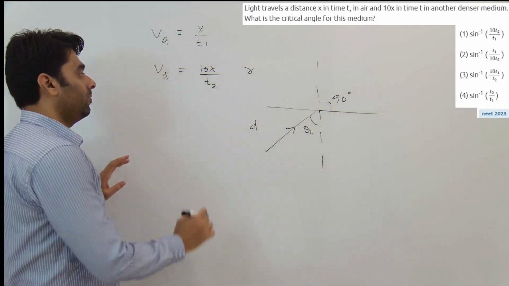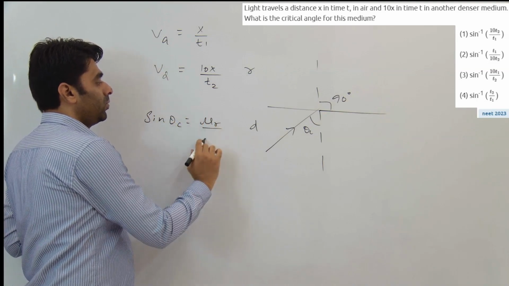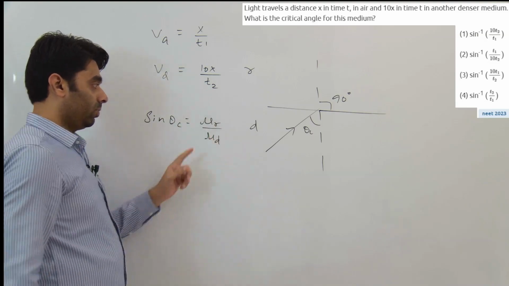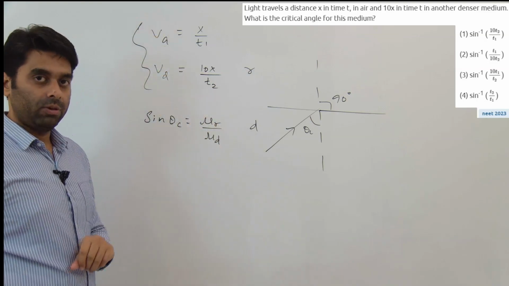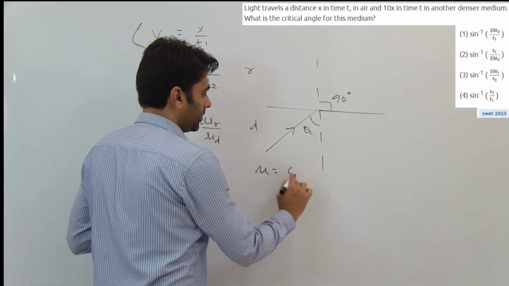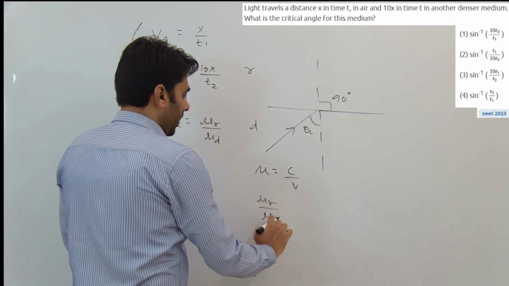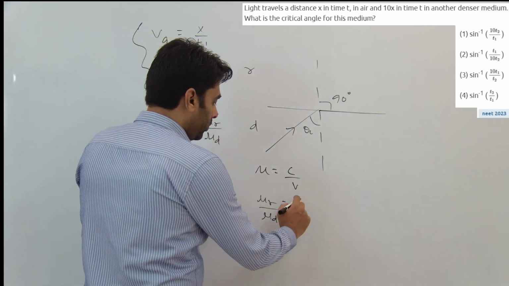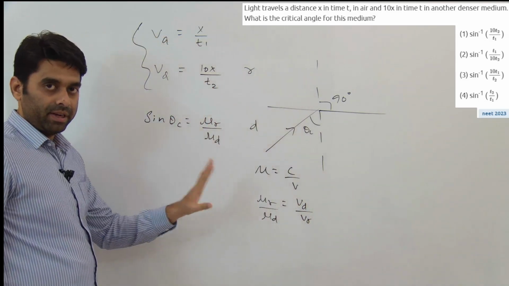What is our formula for critical angle? Sin theta critical is given as mu r by mu d, that is the refractive index in rarer by refractive index in denser. Do we know mu r by mu d? No, directly not given, but speeds are given to us. We know that refractive index is c by v. Refractive index is inversely proportional to speed, so mu r by mu d will be vd by vr, speed in denser medium by speed in rarer medium.